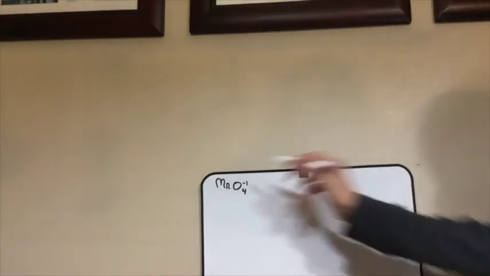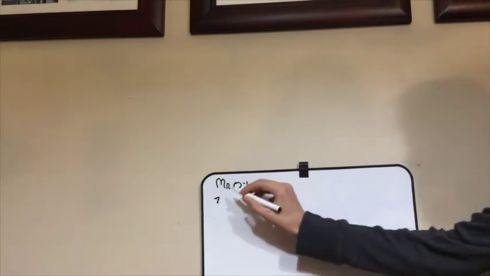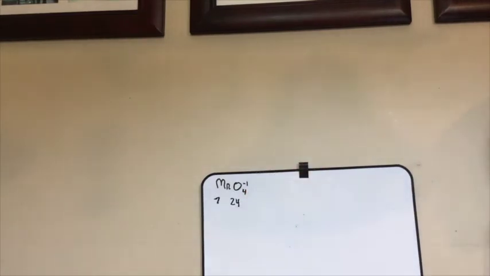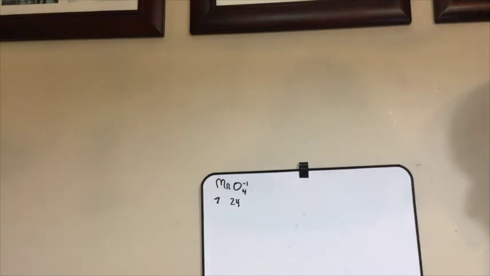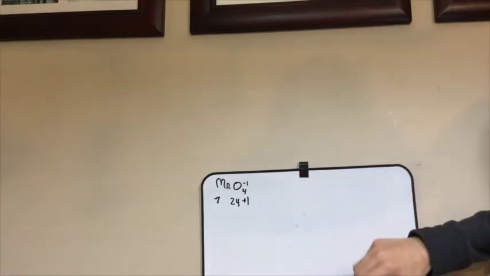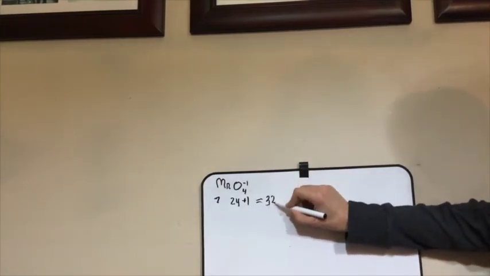So, we find the total number of valence electrons. That's 7 for manganese. For oxygen, that's 6. You multiply it by 4, that's a total of 24. Realize that the -1, which is the only difference between this set of atoms and the last set, yields an extra electron, so it's actually going to be 24 plus 1, so that's 25. If we add these up, that yields a grand total of 32 valence electrons that we're working with.